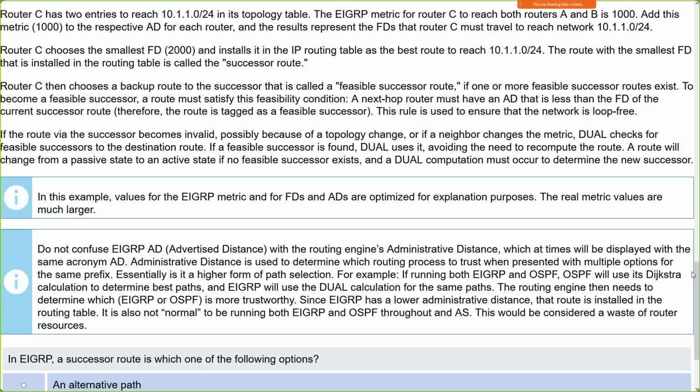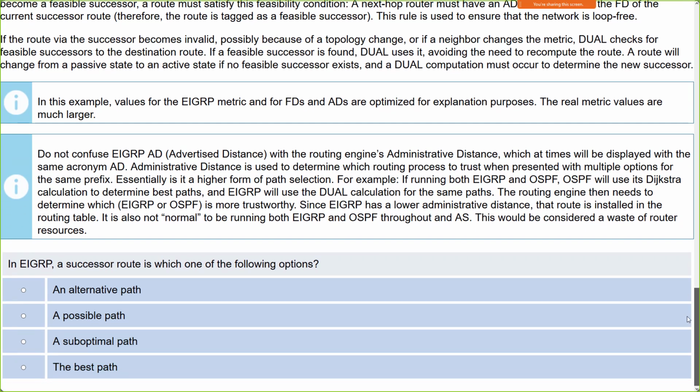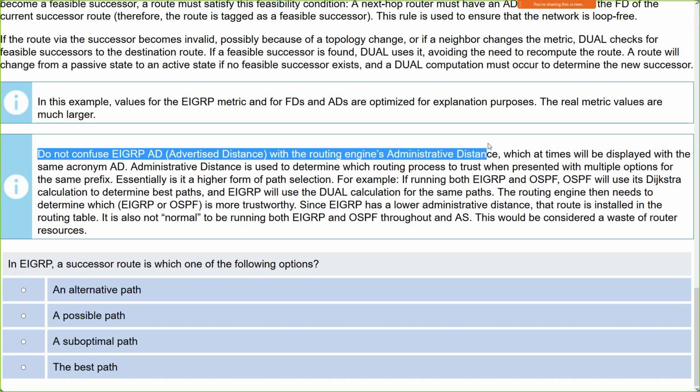All right. So in this particular example, EIGRP metrics are simplified. The metric values are going to be much larger in a standard environment. And they're even saying here, don't confuse AD with administrative distance. Completely different concepts. That's why I don't use the term advertised distance. I use the term reported distance so that there isn't any confusion, especially if you're using the acronyms, right?